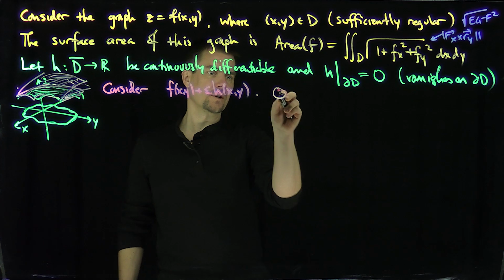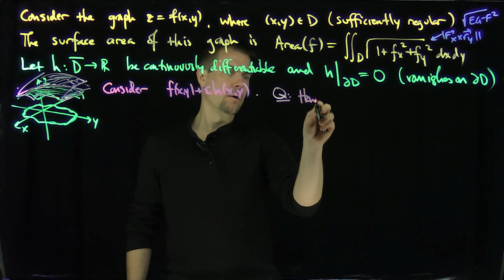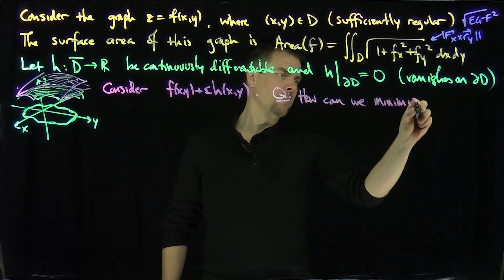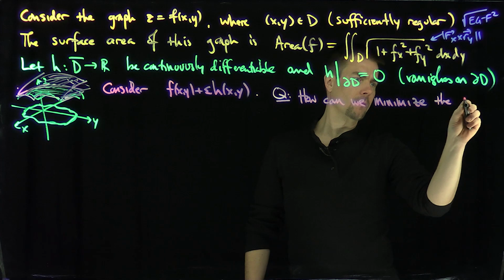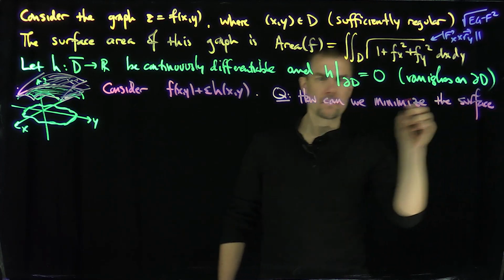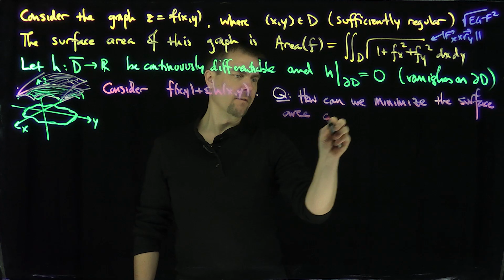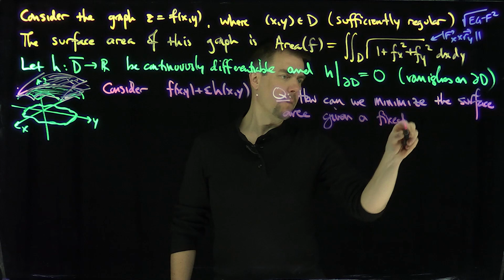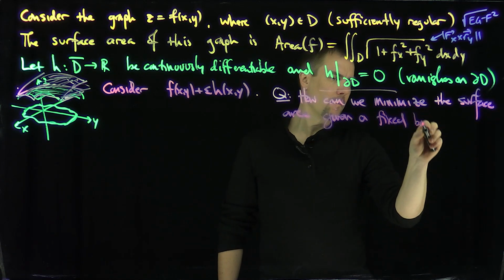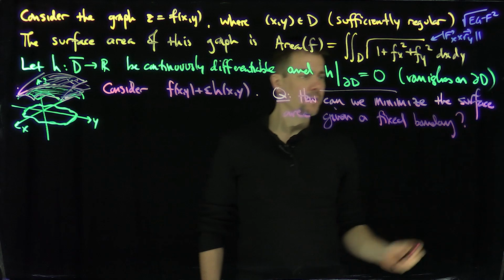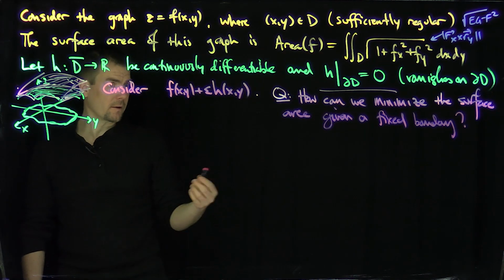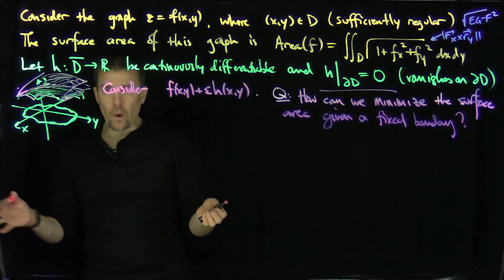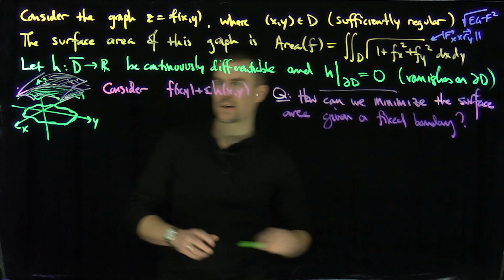So the question is, how can we minimize the surface area given a fixed boundary? This is known as the Plateau problem, and it's an interesting question. It's going to involve a partial differential equation, as we'll see. Of course, we're going to use the Euler-Lagrange method, so to address this, let's use Euler-Lagrange.